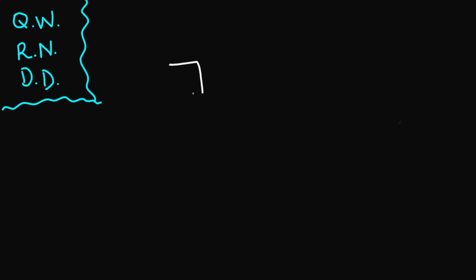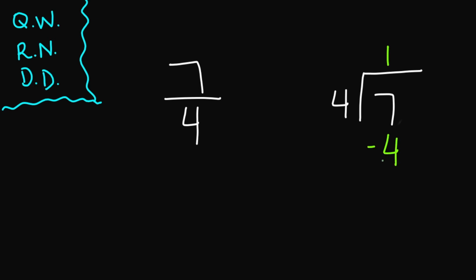Let's try 7 over 4. So I'm going to go ahead and set up our problem. 4 is on the outside, 7 on the inside. 4 goes into 7 one time. 4 times 1 is 4. 7 minus 4 is going to equal 3.